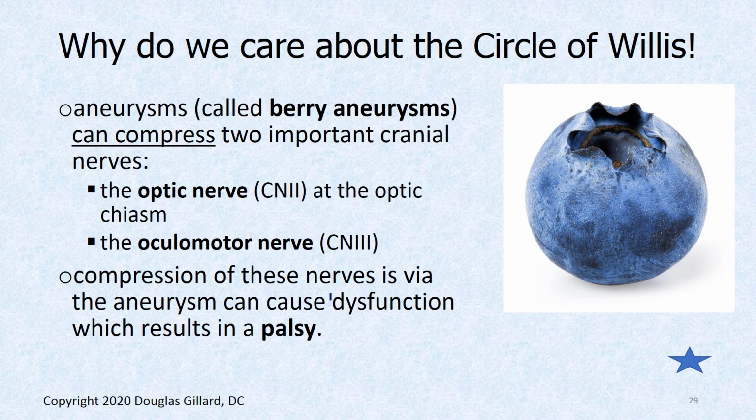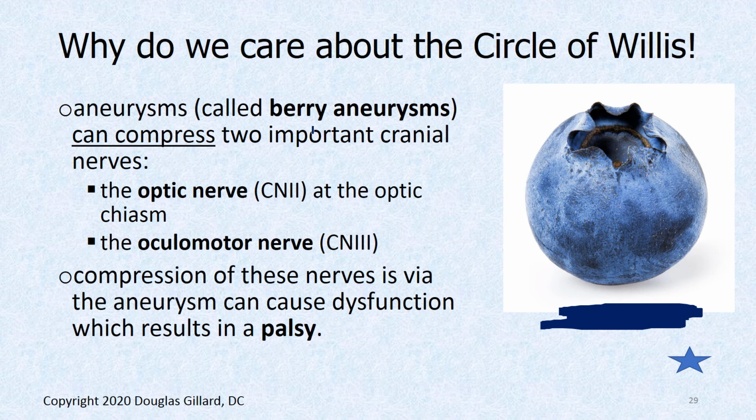Okay, why do we care? Those aneurysms that occur in the Circle of Willis have a special name. They are called berry aneurysms because the early anatomists and pathologists thought they looked like little red berries, little holly berries, but couldn't find a good holly berry, so I just threw a blueberry in there.